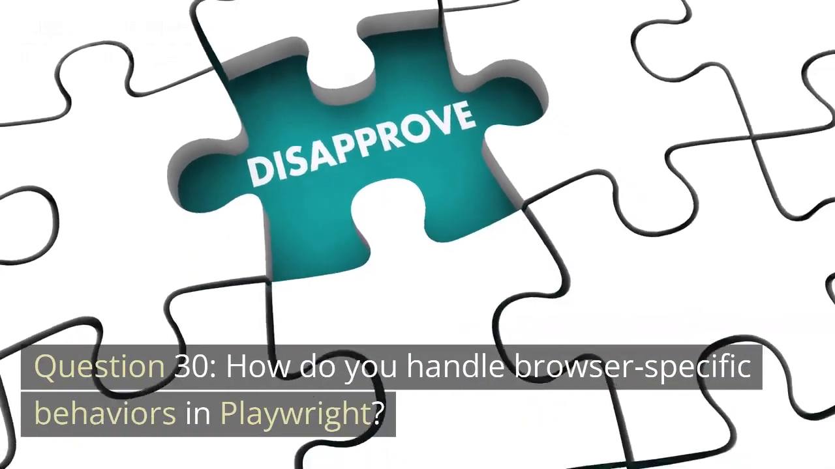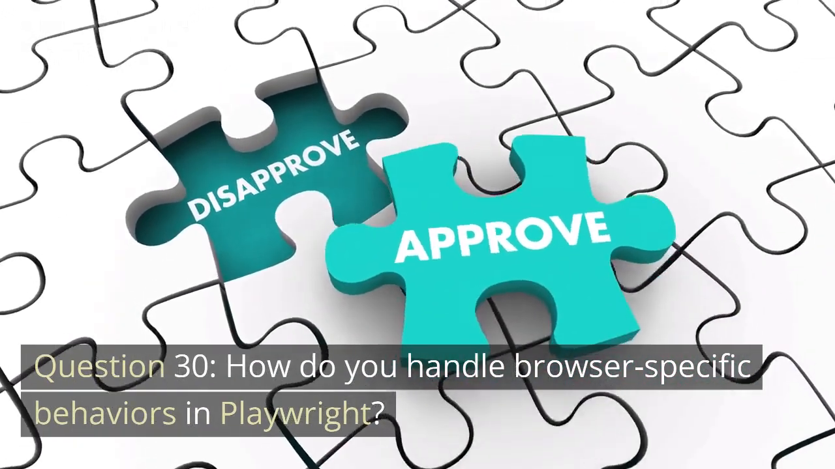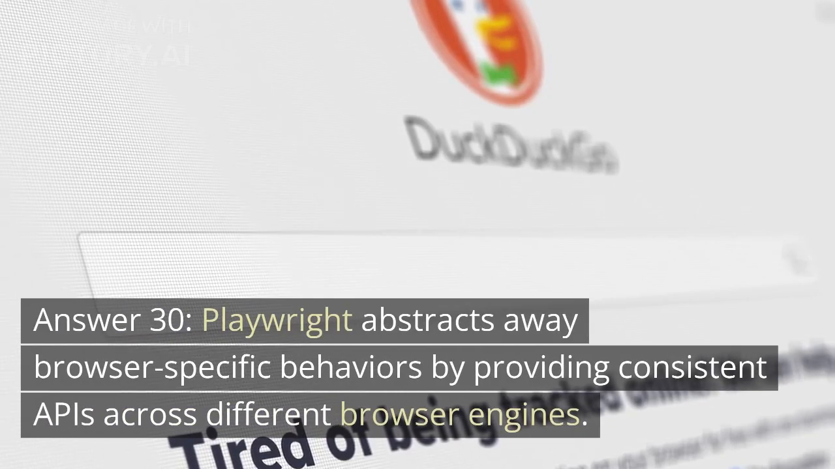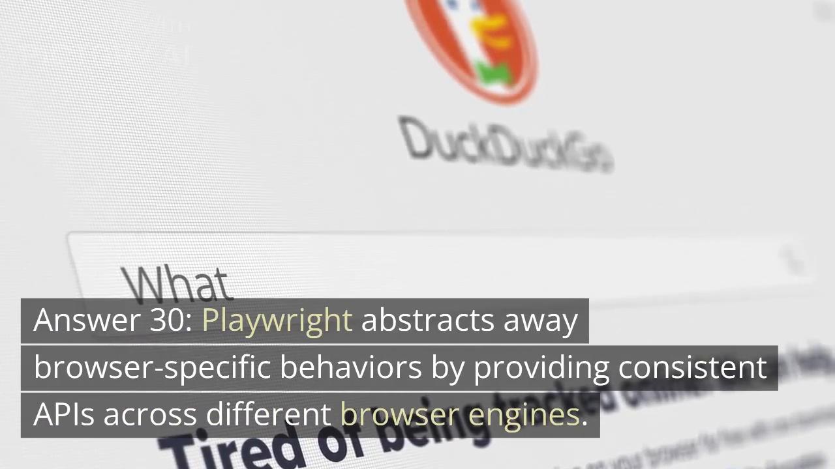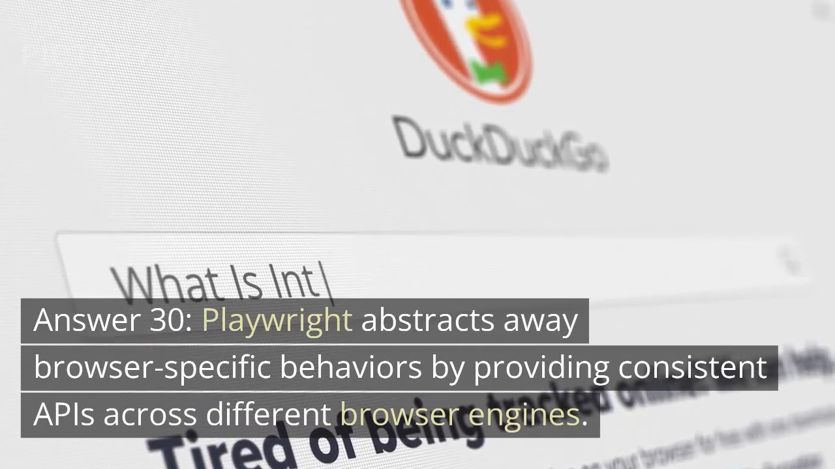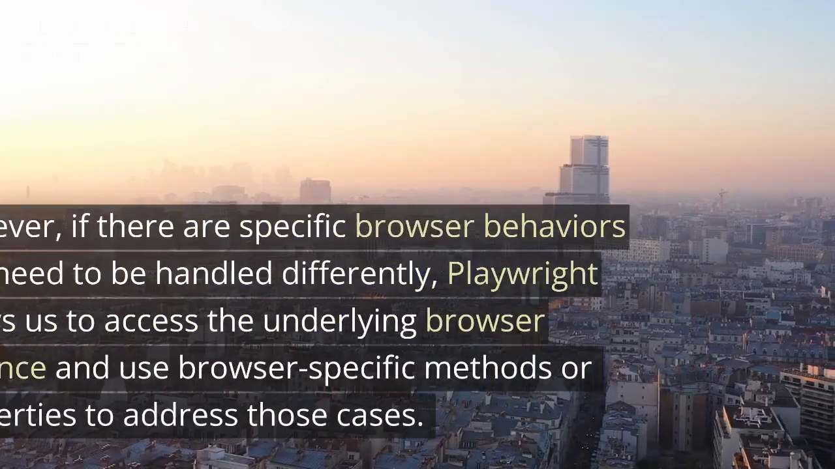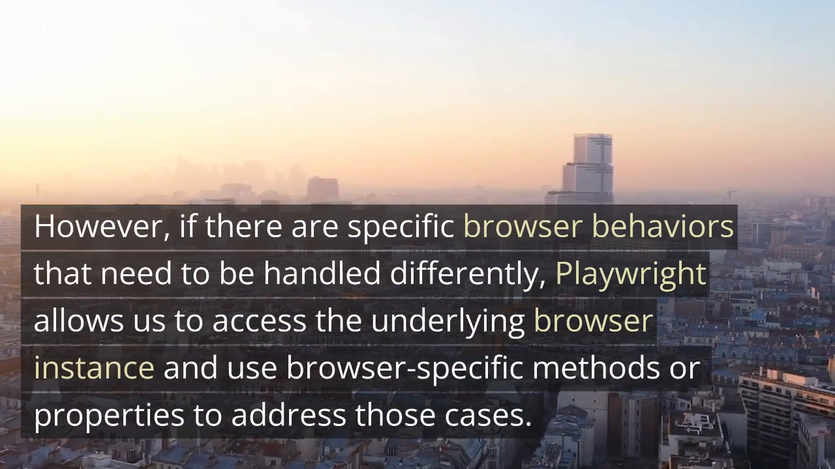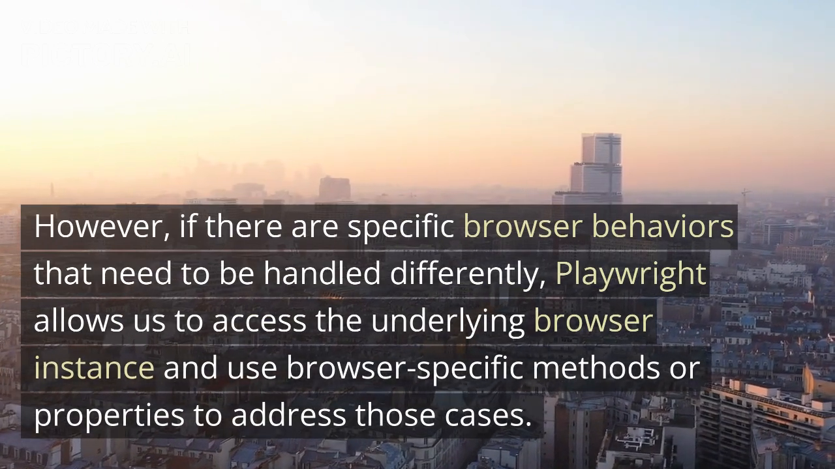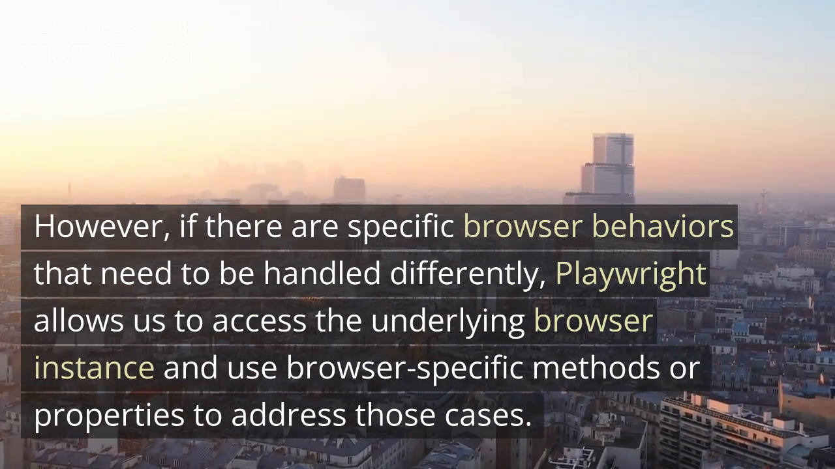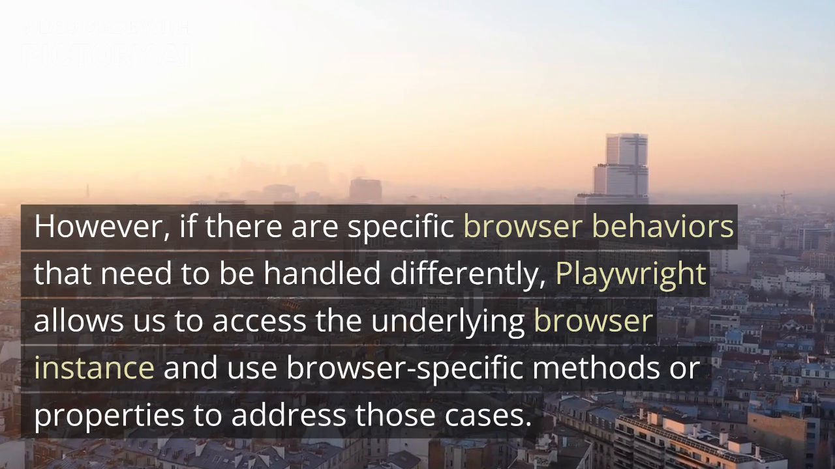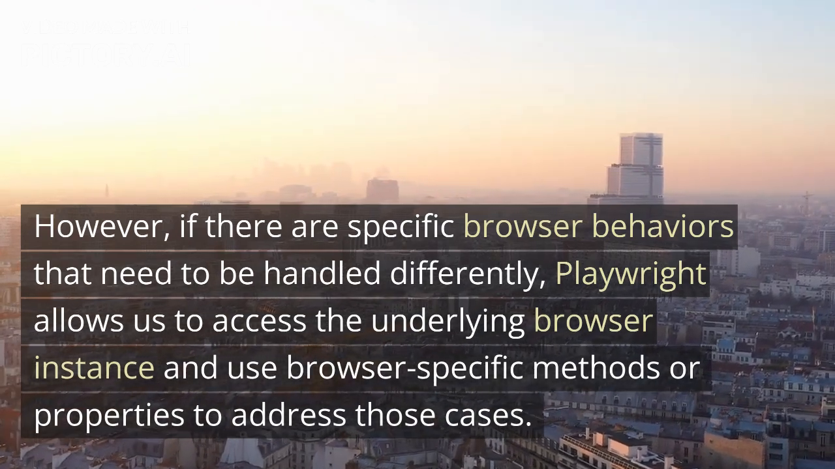Question 30. How do you handle browser-specific behaviors in Playwright? Answer 30. Playwright abstracts away browser-specific behaviors by providing consistent APIs across different browser engines. However, if there are specific browser behaviors that need to be handled differently, Playwright allows us to access the underlying browser instance and use browser-specific methods or properties to address those cases.